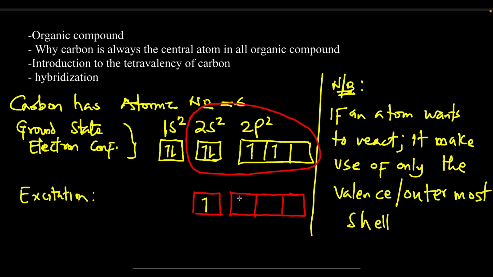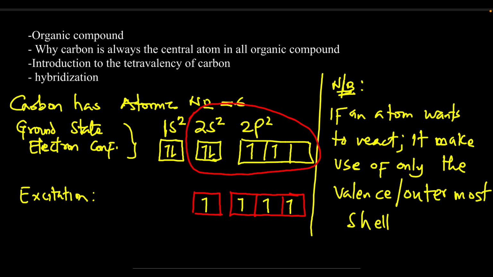Just look up. Now during excitation, this electron here is going to unpair itself and then enter here. Once it enters here, it has created four unpaired electrons in the outermost shell. Now, these four unpaired electrons, since carbon is a non-metal, will now receive four electrons from another non-metal to form four bonds.